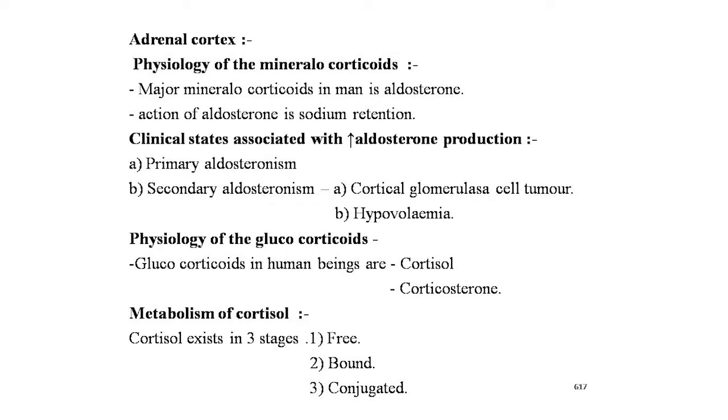Physiology of the glucocorticoids. The glucocorticoids in human beings are cortisol and corticosterone. Metabolism of cortisol: cortisol exists in 3 states: free, bound and conjugated.